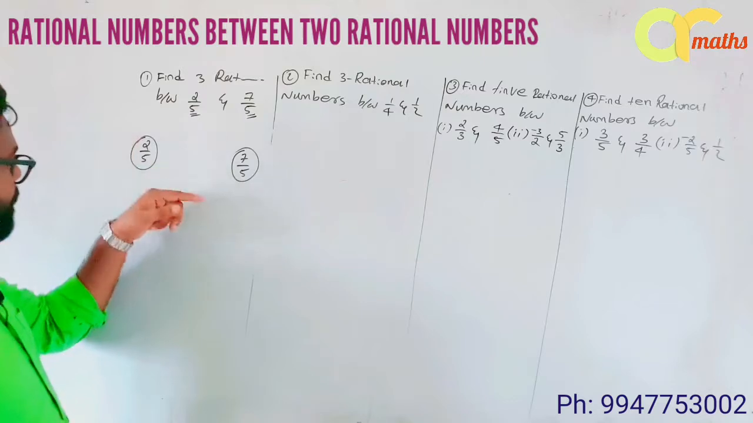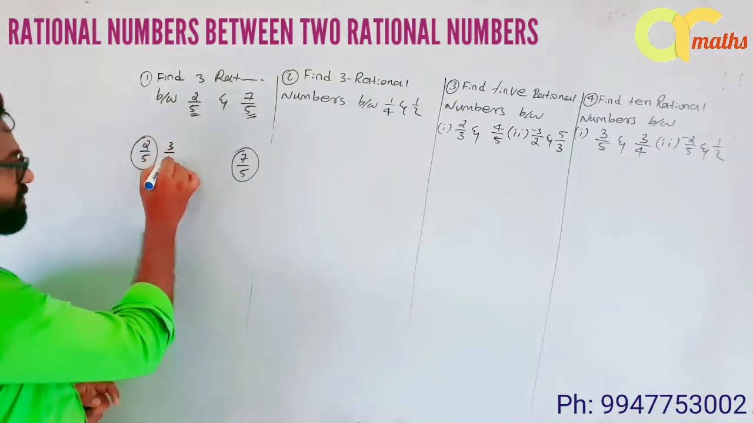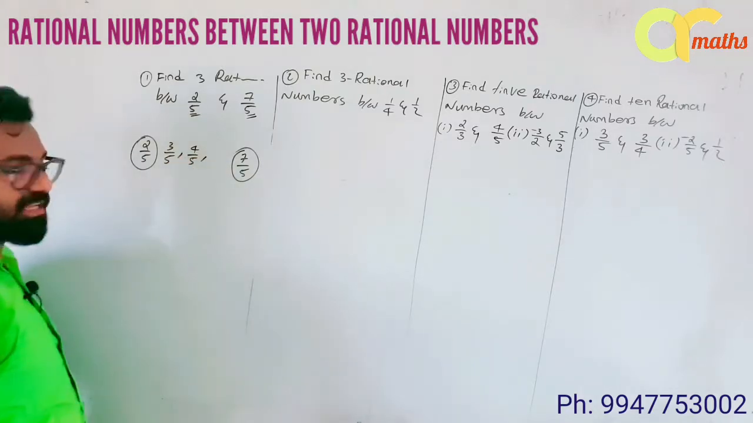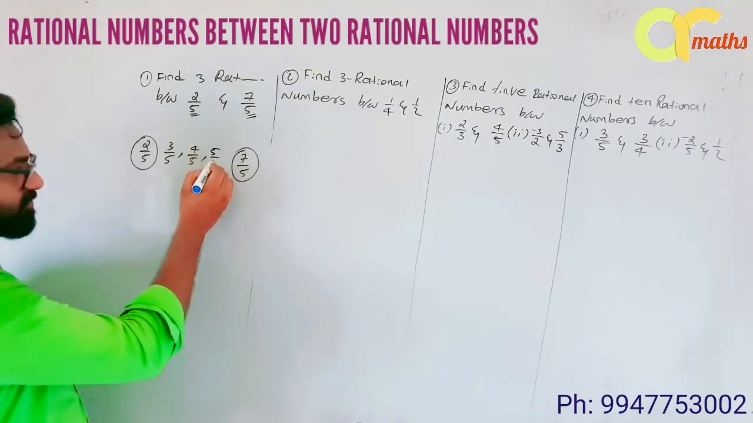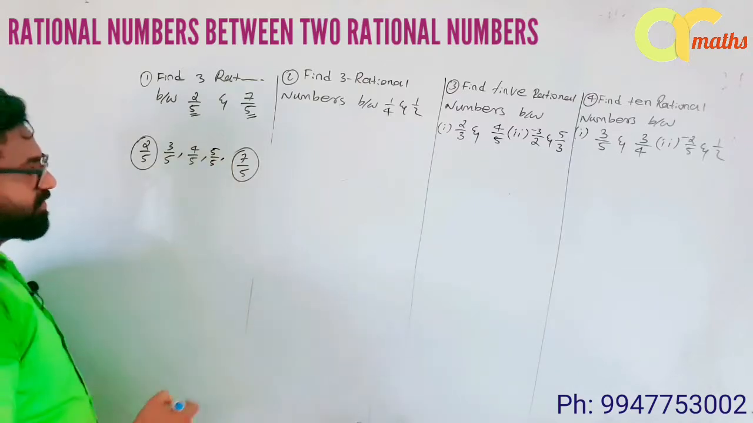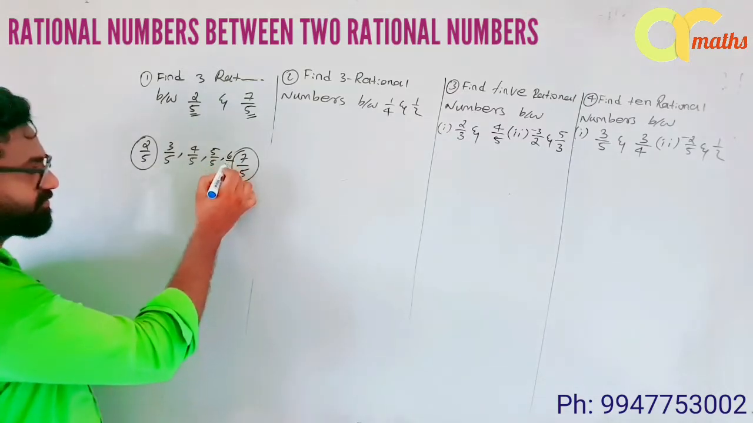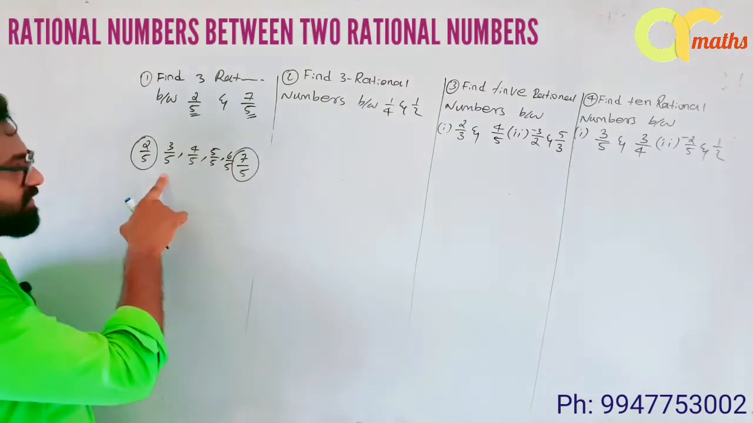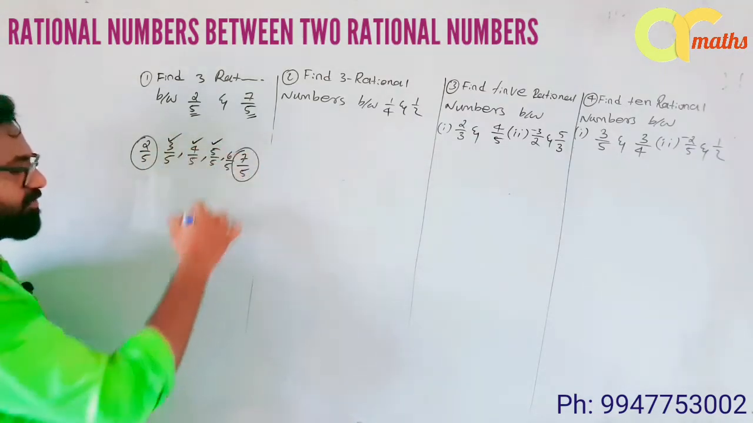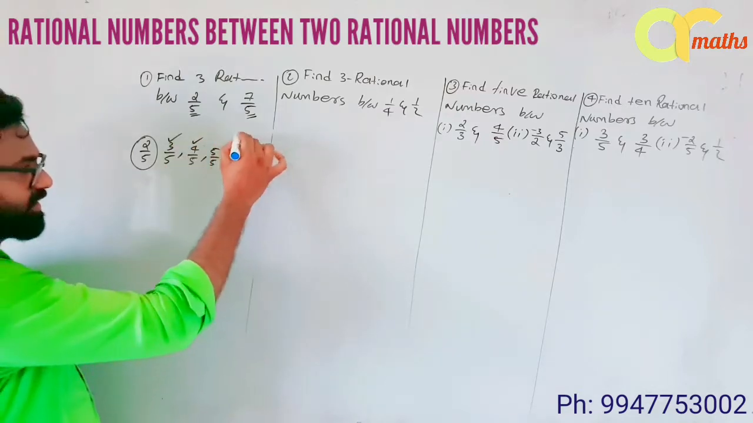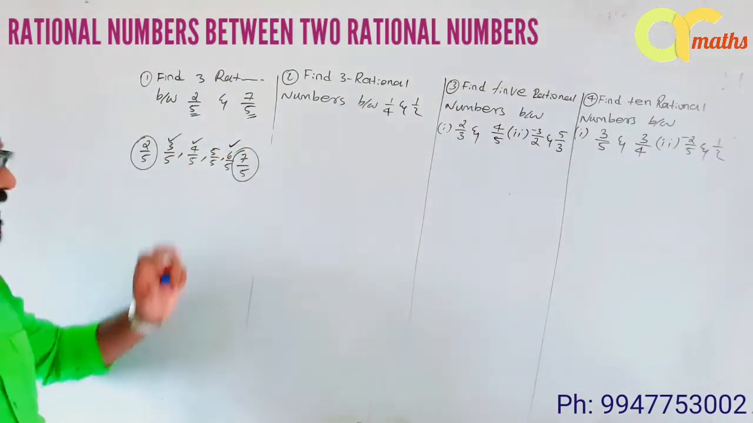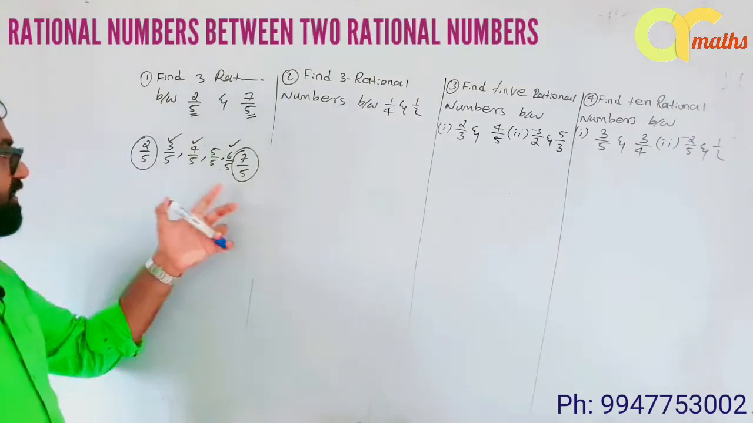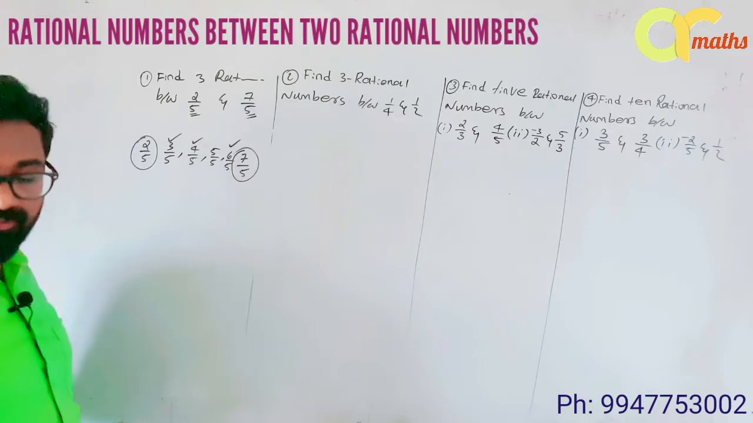What is the next number after 2 by 5? 3 by 5. Next number after 3 by 5? 4 by 5. Next number after 4 by 5 is 5 by 5. Next after 5 by 5, 6 by 5. Ready? So you can take any three numbers from here, 3 by 5, 4 by 5, 5 by 5, or you can take 3 by 5, 4 by 5, 6 by 5. Ready? This is the method to find rational numbers between two rational numbers.